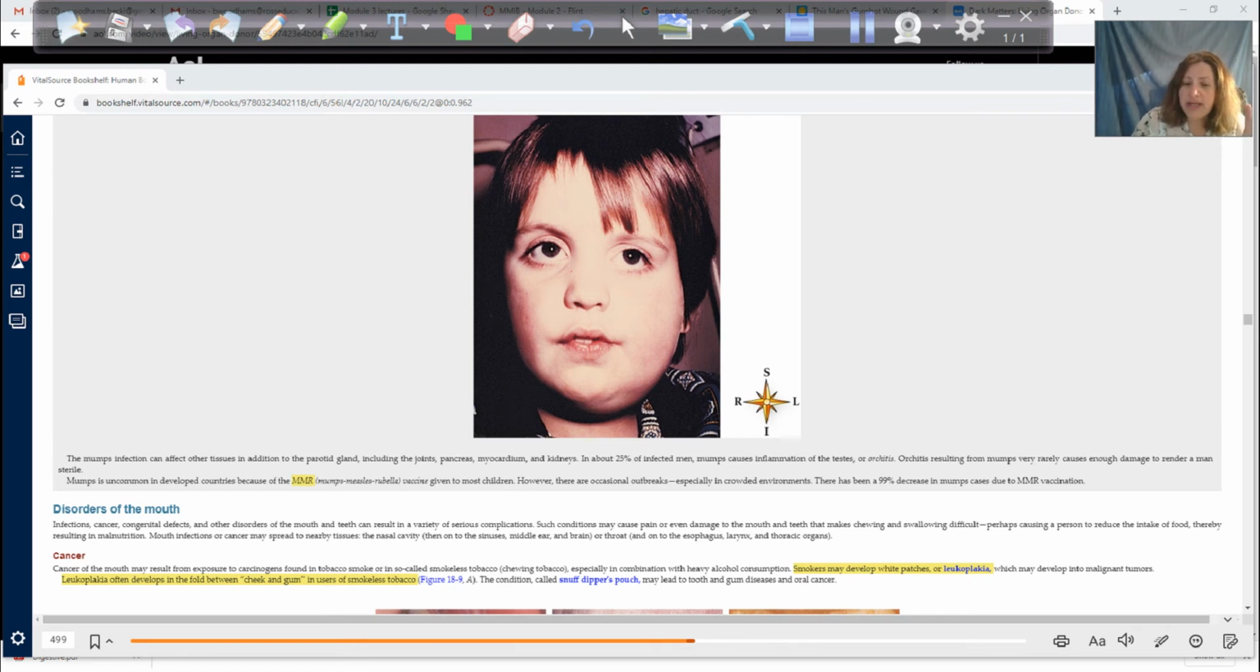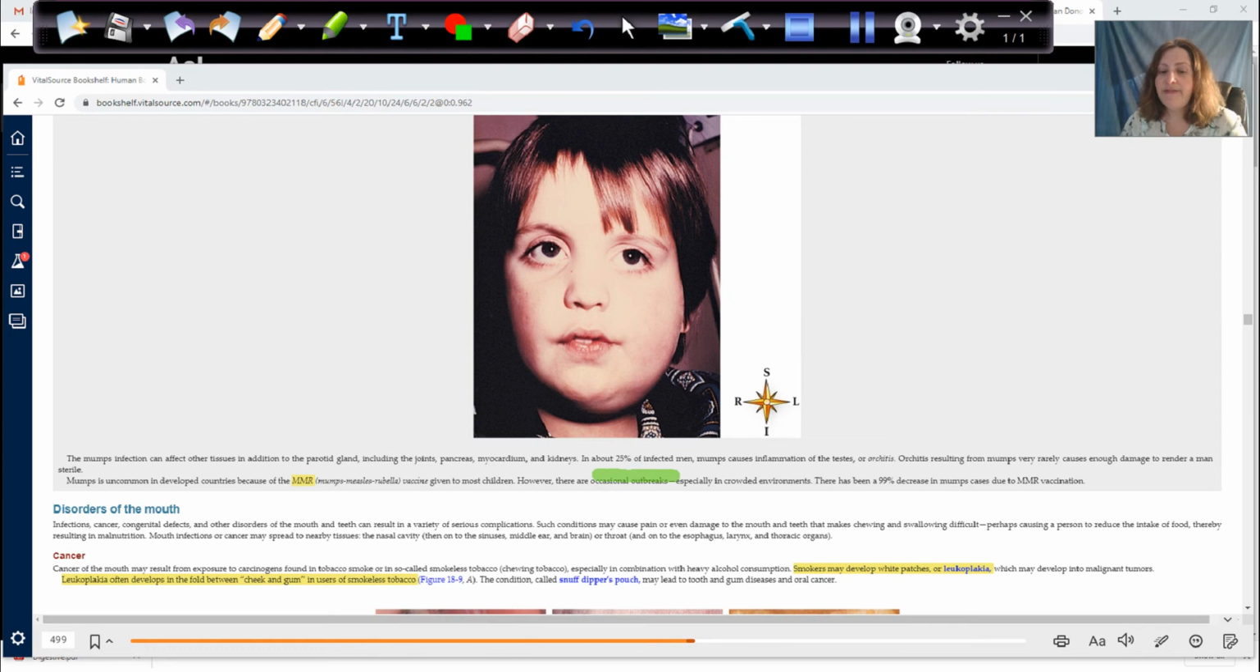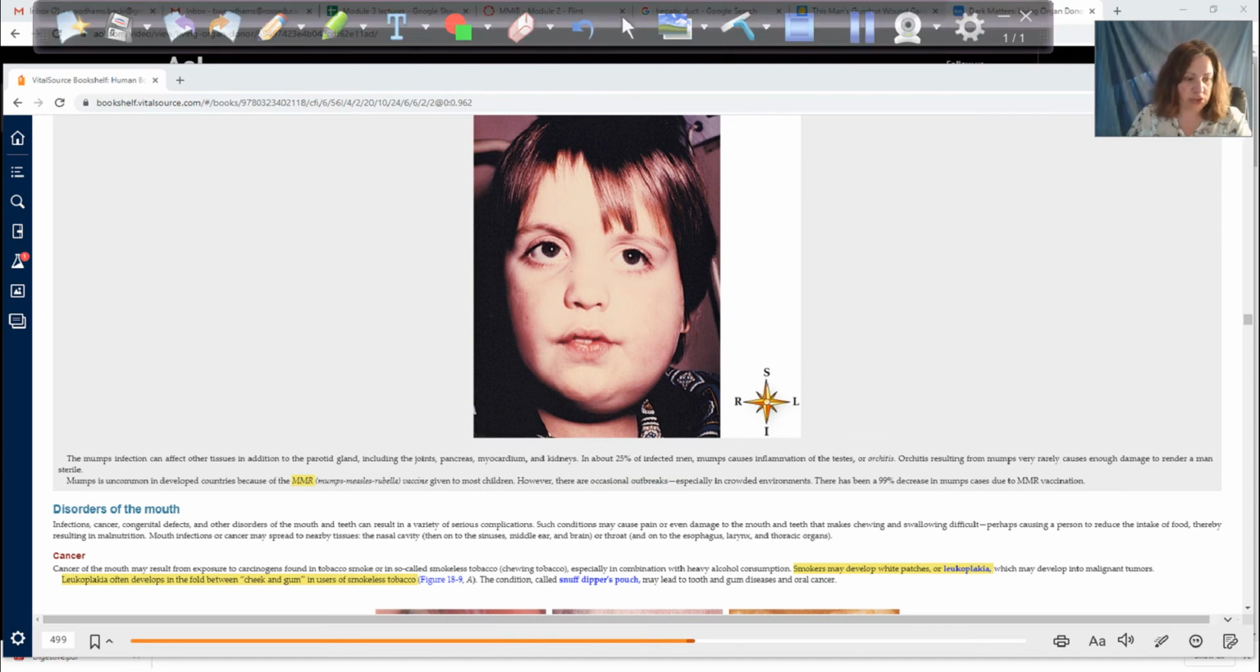One of the concerns with mumps back when it was a very common disease is that in about 25% of men, the inflammation actually also goes down into the testicles. When that happens, the men could be rendered sterile. So that was a big problem 100 years ago, whenever it was they came up with the vaccination.